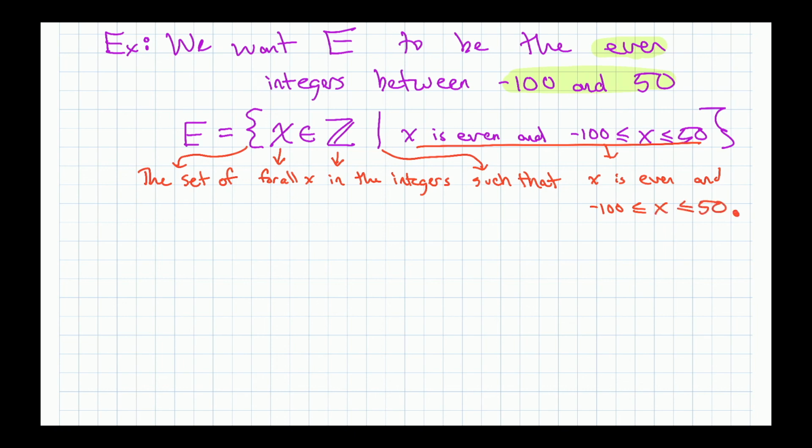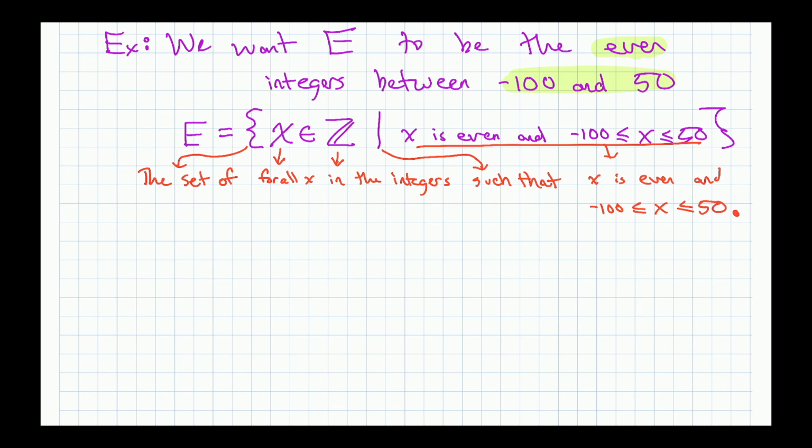Okay. So again, the way you read it, you go: the set of all x in the integers such that x is even and x is between negative 100 and positive 50. The end. So you close the set. All right. And that's set builder notation. So it makes it pretty easy to do that.